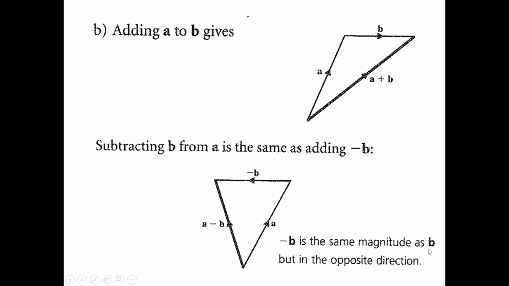Negative B is the same magnitude as B, it's just the opposite direction. So negative B is going this way, positive B is going that way. So the same magnitude, same length of the vector, it's just the directions are opposites to each other. So similarly, A minus B, the resultant vector. This one here is the resultant vector of A take away B. Okay. So as I said, subtracting B is the same as adding negative B, which you've probably gotten already.